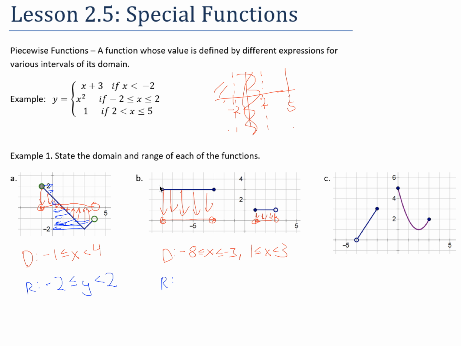For the range, if we collapse, this is actually just 1 point. It just collapses to 3 on the y-axis, so this would be covered. This part is just 1 y value. It would collapse to 1. So our range is actually just 1 and 3.